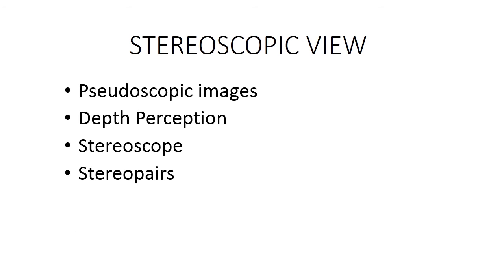The next point is stereo pairs. Two photographs which were taken from two different camera stations and which include all or a part of some scene are called stereo pairs. Means two photographs taken from two different stations, but having some common area or common coverage, are called stereo pairs.